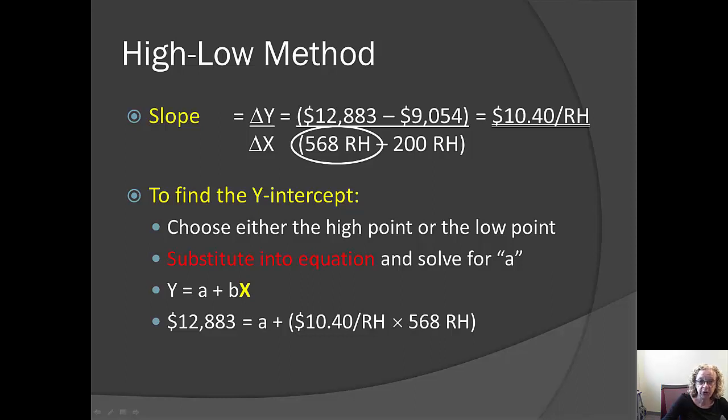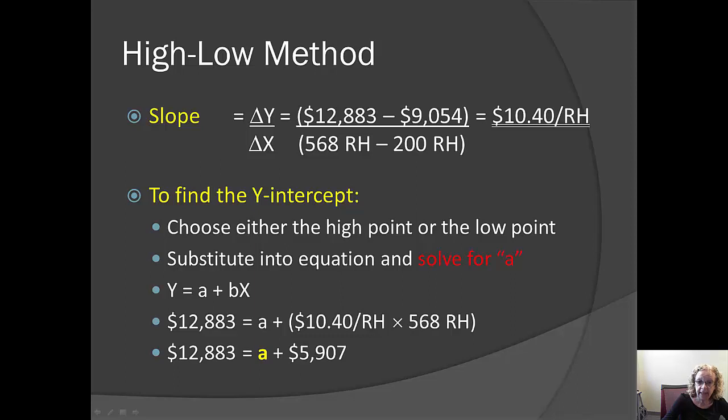Now all we have to do is solve for A. We can multiply the variable cost per repair hour times the number of repair hours. That will give us our total variable cost. Then we can subtract the variable cost from the total cost, and that should give us the portion of the cost that is fixed.